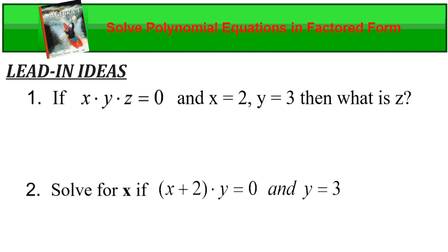So here we go. Here's the lead-in idea that's going to make the problem we just solved much easier to answer than simply guessing and checking. So imagine I have 3 items that are multiplying each other. Call them red, blue, and green. And I know that they equal 0.